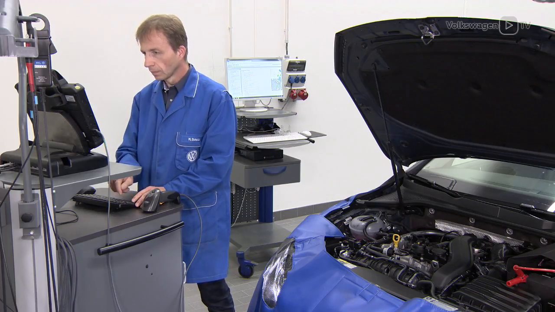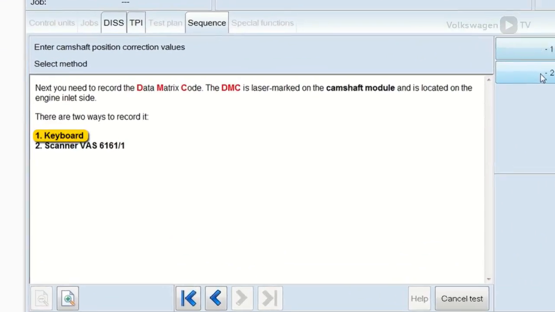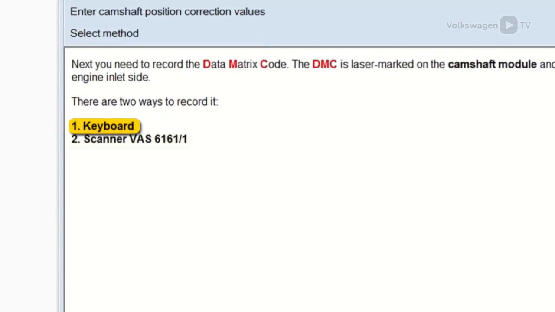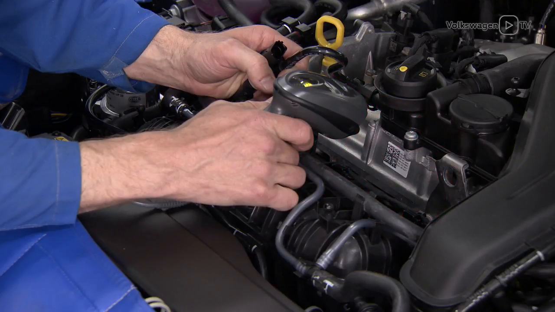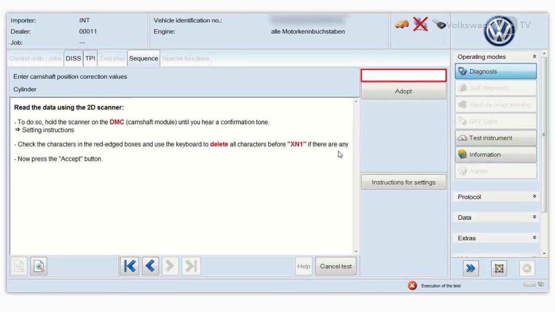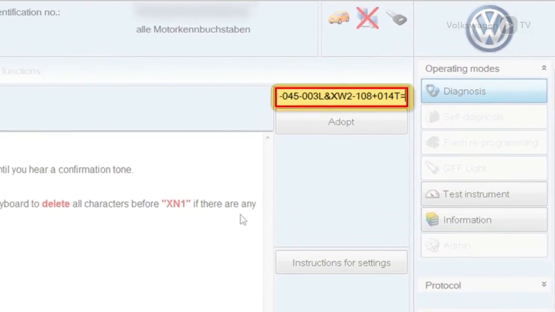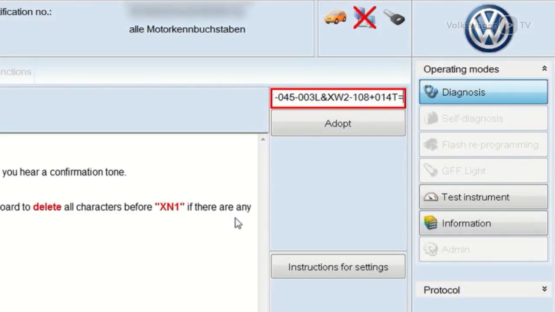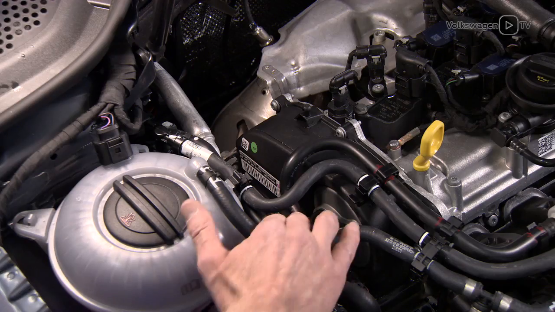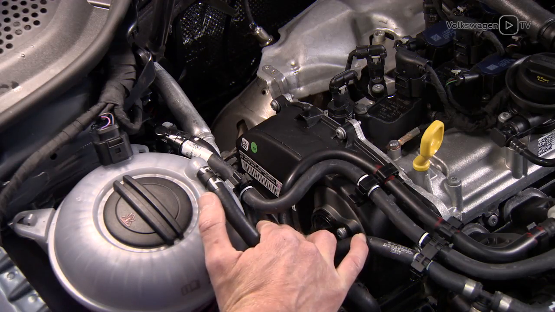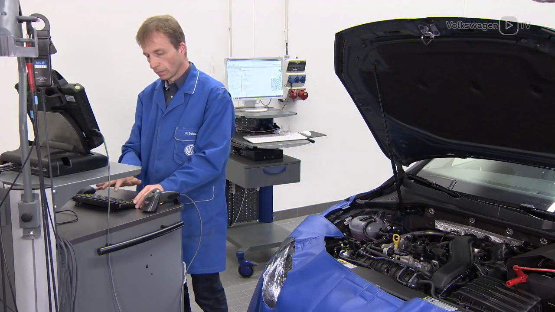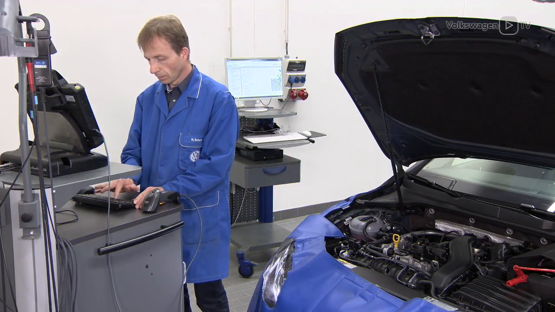There are two ways to do this, either by entering the character string manually, or, best, by scanning the data matrix code. When scanning the data on the camshaft housing, the tester will read out the data matrix code. The benefit of scanning is that typographical errors are avoided. However, the character string on the toothed belt guard can only be entered manually. Scanning is not possible here.